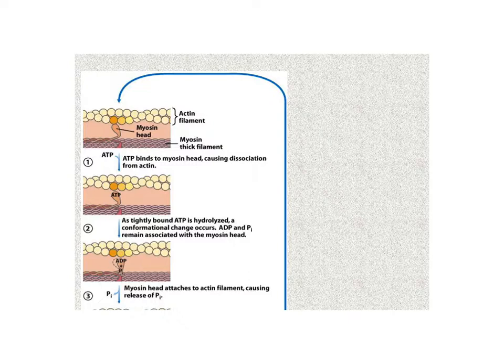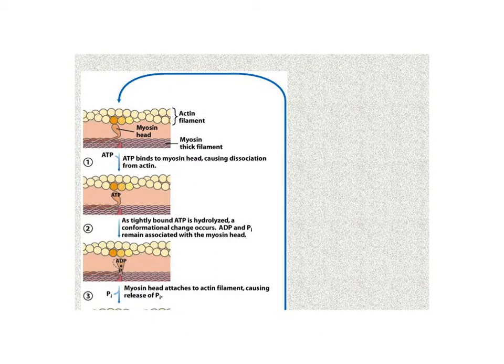Okay, this does require ATP. ATP is the chemical energy that's going to be used in order to do this physical task. And so what happens is we have the actin filaments, which, as I mentioned before, kind of look like long strings of pearls. We have the thick myosin filaments and then the protruding head groups.